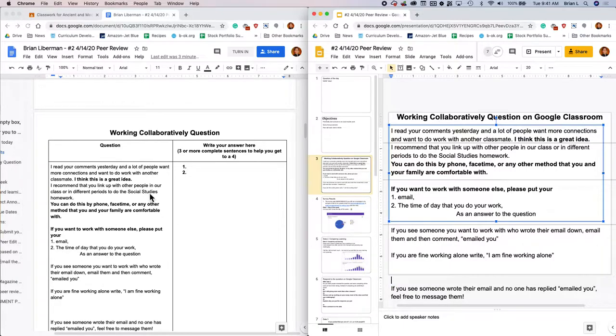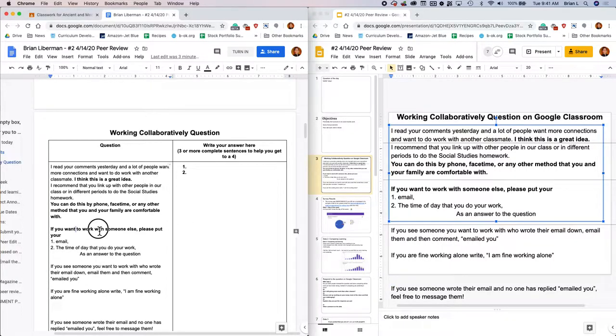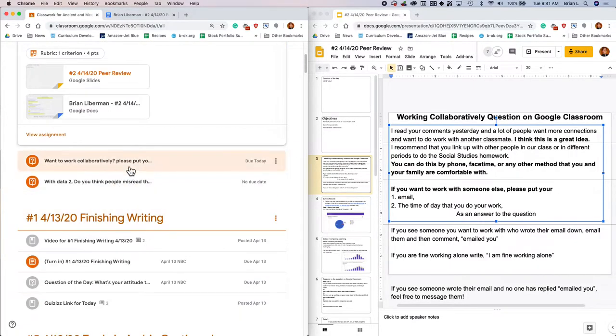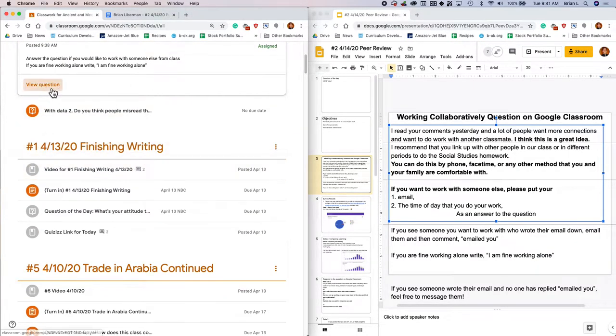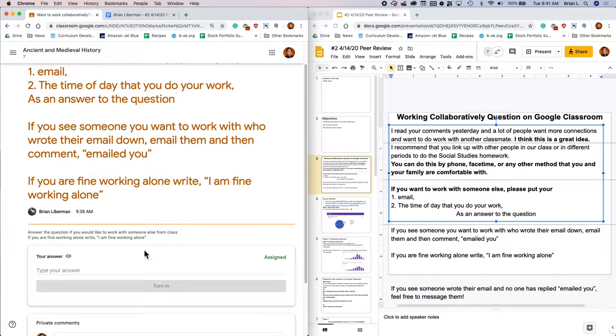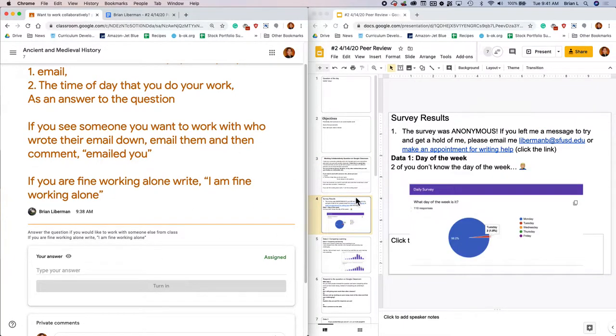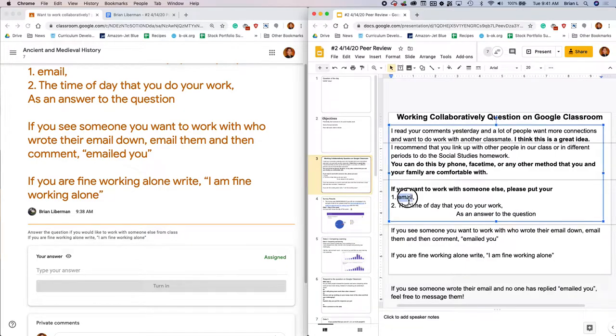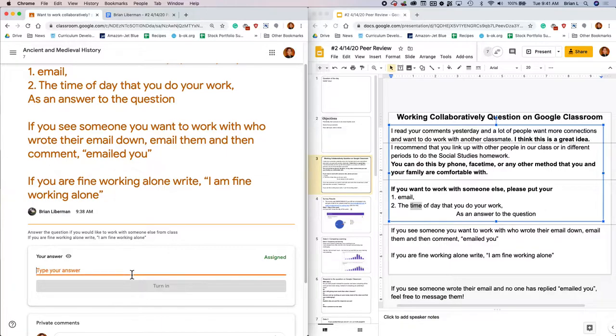Also, if you want to work with somebody else, there's a question in Google Classroom here that I'd like you to fill out. There are two questions that you need to answer: what's your email, and what time of day do you work? So, for example, I could put LiebermanB@sfusd.edu, and I usually work around 10 a.m. every day. That's when I post the assignments.